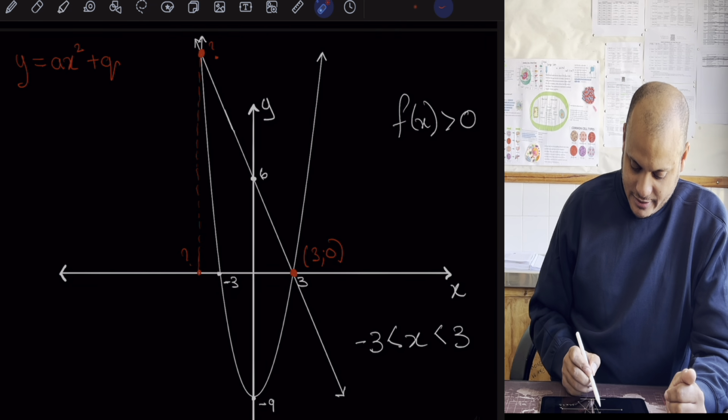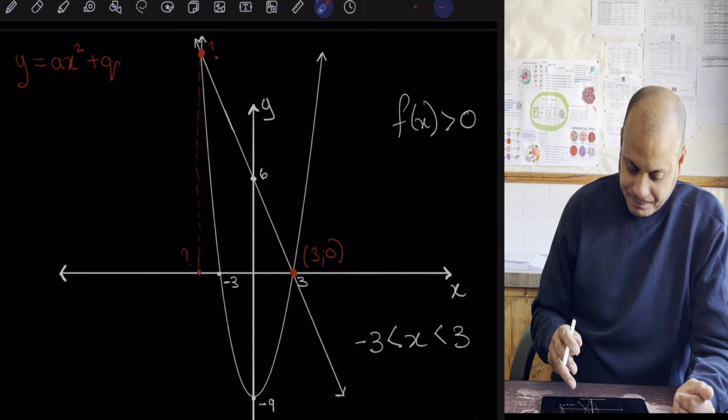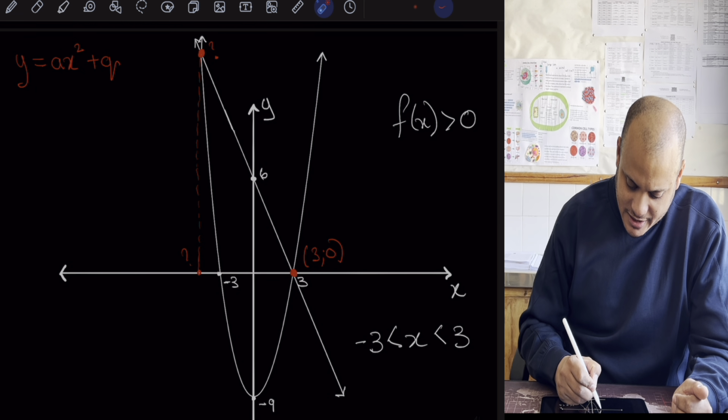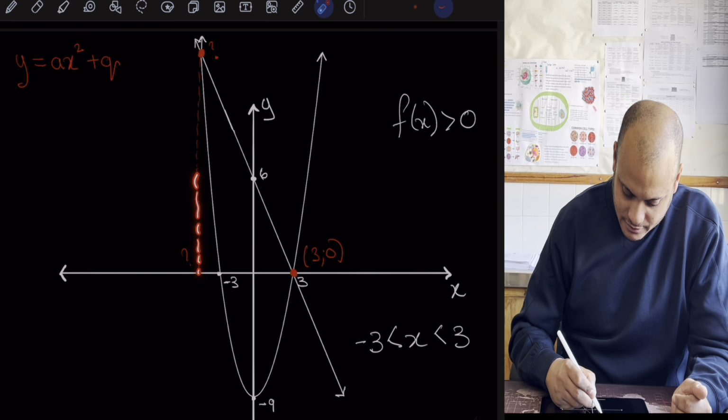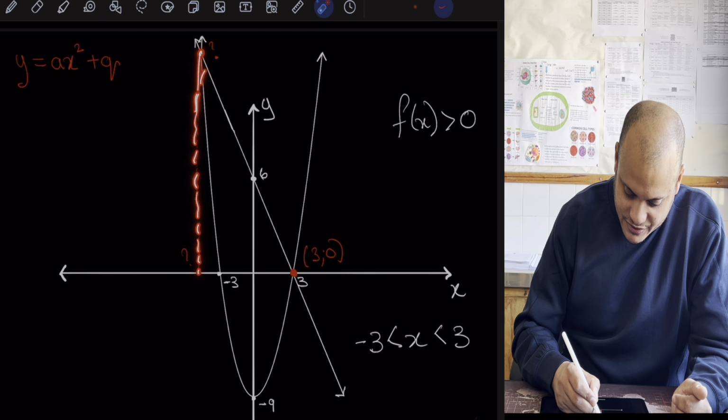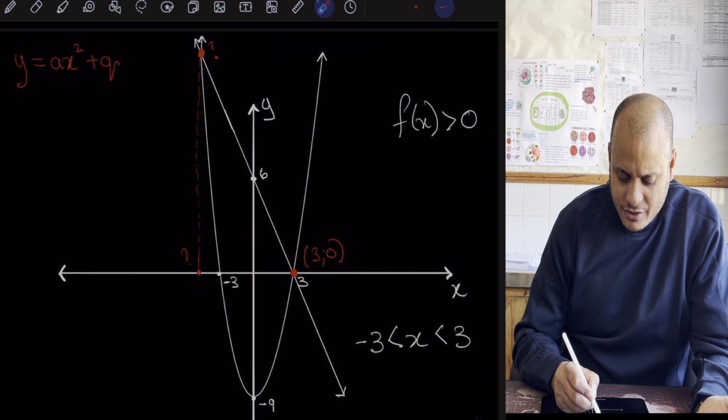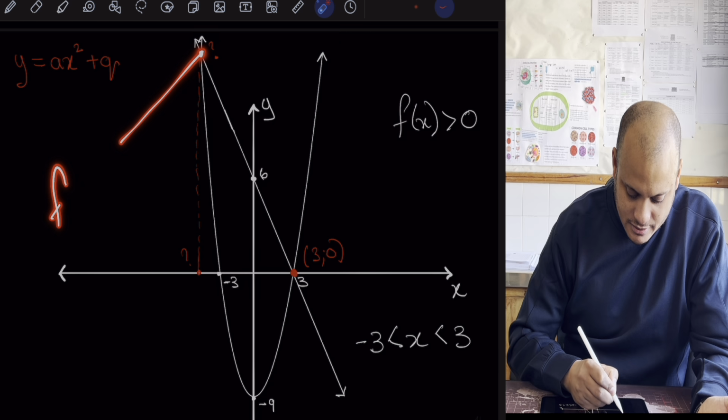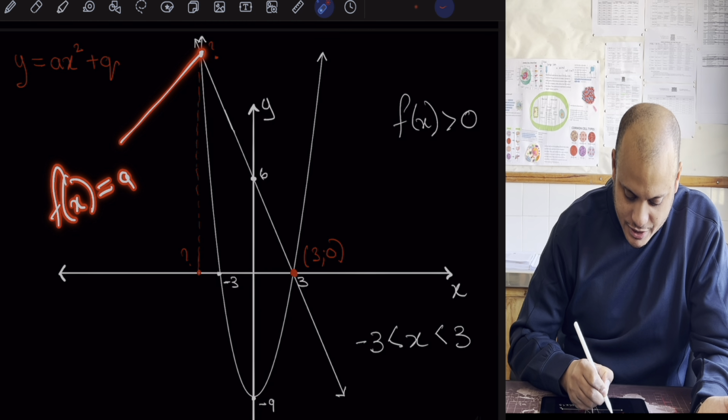Now, how do I get this x value? Because I don't have it. Well, what's happening at this x value? At this x value, my two graphs are intersecting. What does it mean if my two graphs are intersecting? It means that at that intersection point, f of x is equal to g of x.